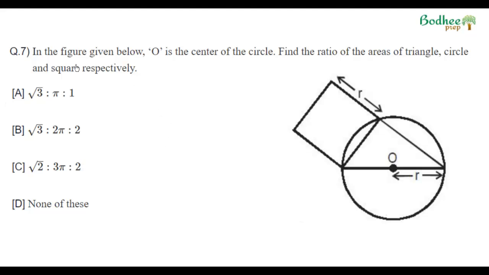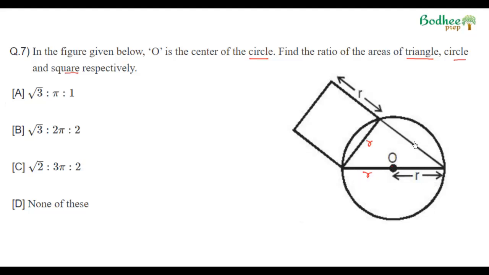Now here the question says that in the given figure, O is the center of the circle, and we have to find the ratio of area of triangle, circle, and the square respectively. So we closely observe that if this is O and the radius is R, this square has a side R, so this value will also be R, right? Now this value is also R. So in this triangle, we can see that one side is R, the other side is 2R.